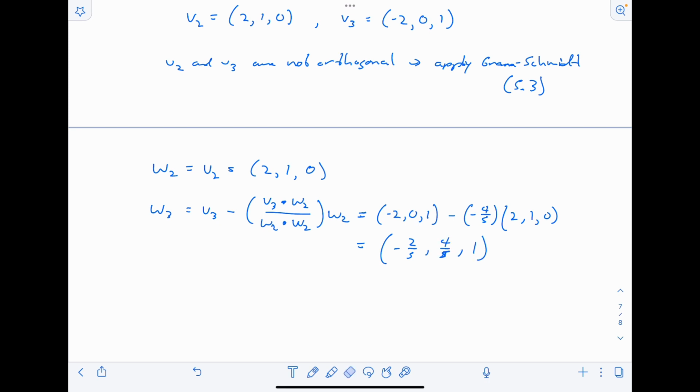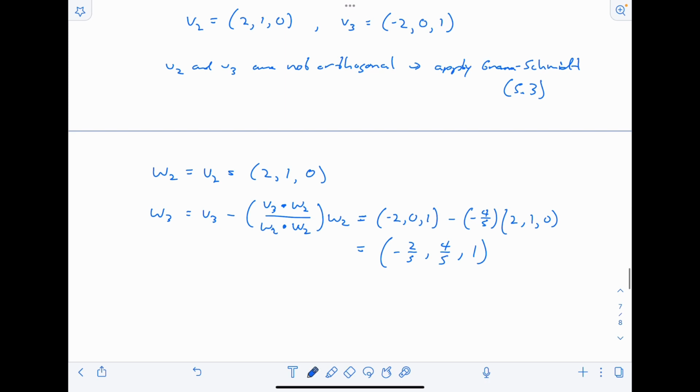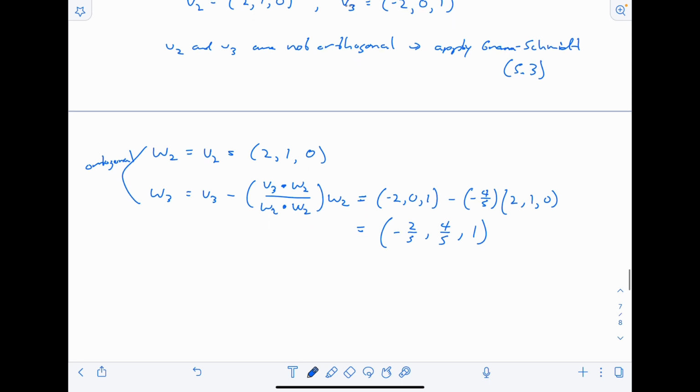Okay. Let's draw that a little cleaner. There we go. All right, so now we have W2 and W3. If you check those, and I encourage you to do this, you'll notice that the dot product is 0. That tells us that these two things are orthogonal. So that condition is met. They're orthogonal. Now we just need to normalize them.